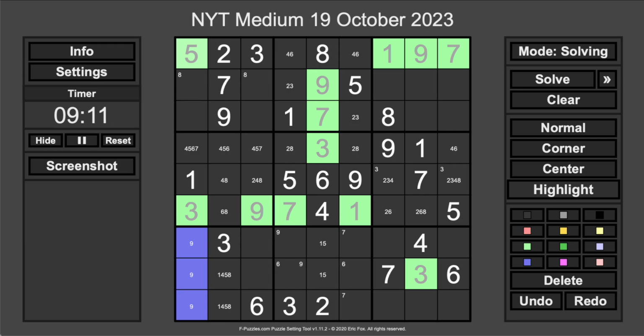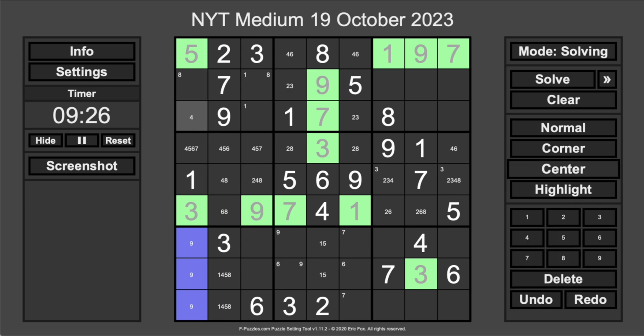Now, in box 1, I've got 2, 3, 5, 7, 9. I need 1, 4, 6, and 8. Well, I've now forced 1 into one of these two because it can't be those two. And this one can't be 1 or 8, so it's 4 or 6. This one, unfortunately, can be 4, 6, or 8.